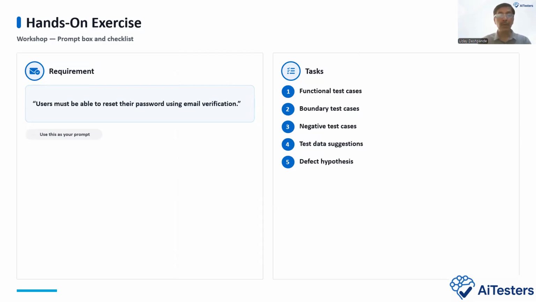Use this requirement as your prompt to a Gen AI tool like ChatGPT, Claude, or Gemini. Experiment with different ways of phrasing your request. See how the quality of your prompt affects the quality of the output. This exercise will give you hands-on experience with how generative AI can accelerate your testing workflow.